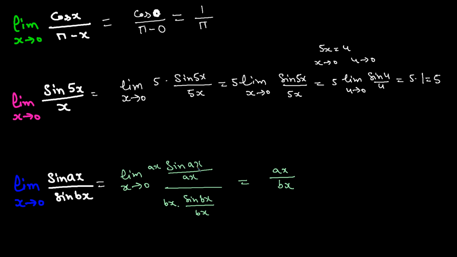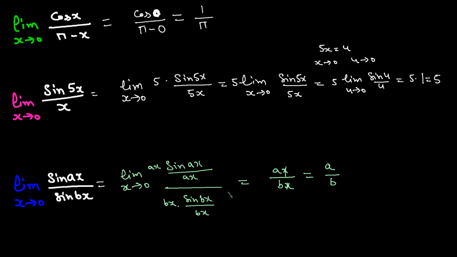Again, you can make a substitution, ax is equal to u, and then u approaches 0, but it's the same thing. So when we solve it, the limit of this function is basically a over b.